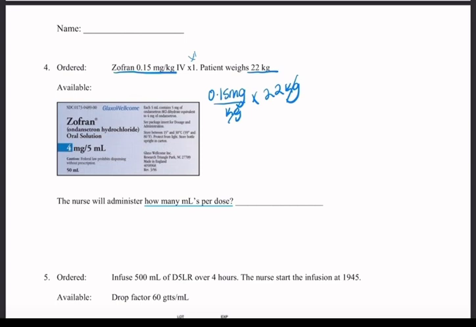Once I take my kgs out, I'm left with milligrams. So on my calculator, I type in 0.15 milligram times 22, which will actually give me 3.3 milligrams. So my patient is supposed to receive 3.3 milligram. Now I'm going to take this 3.3 milligram, and based on the label, it says that 4 milligram per 5 milliliter is available. So, how I normally do it, I say 3.3 milligram times 5 ml.